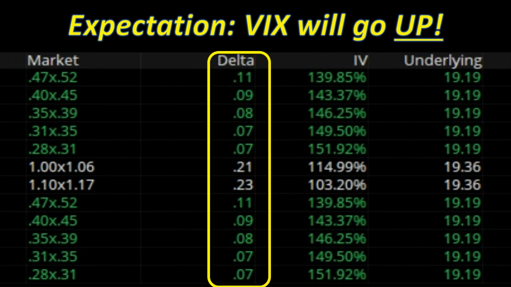So when we take a look at the deltas on the option contracts traded today, they're all very low. In other words, they're all out of the money. They're all purchased with the expectation the VIX is going to go up.